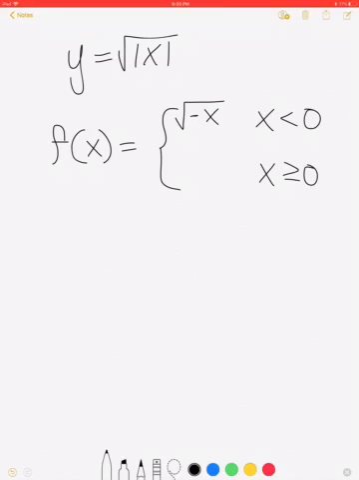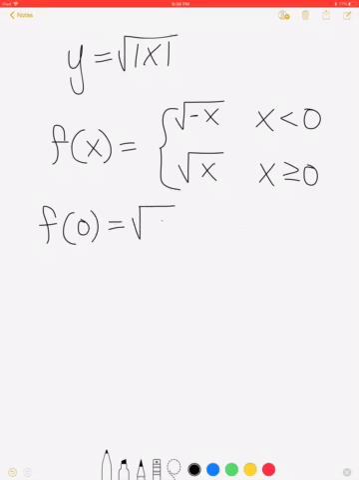So if x is less than 0, the absolute value is going to take the opposite of the sign. So that will actually come out positive, because the opposite of a negative is a positive. And if it's positive, then you don't have to change anything. It'll stay square root x.